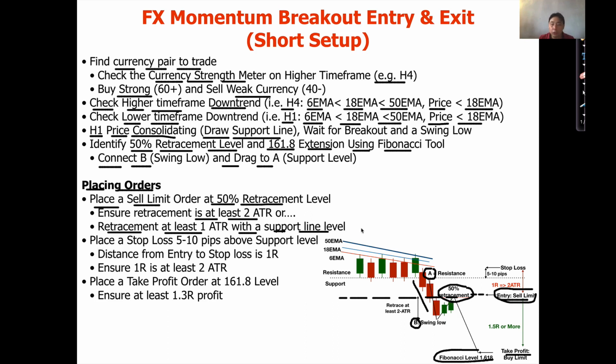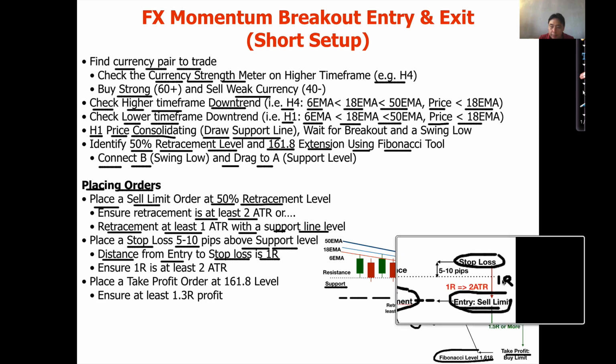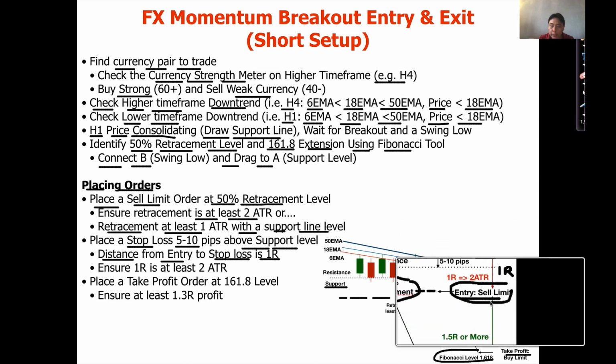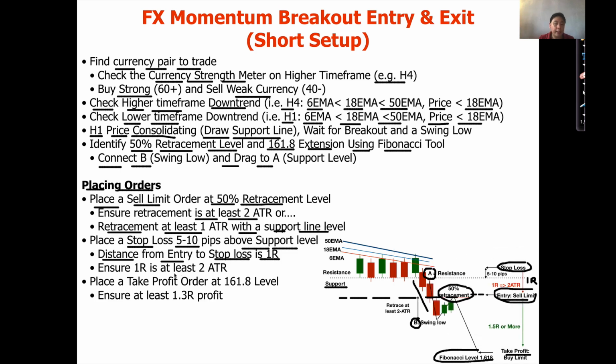Next, where do we place our stop loss? Okay, so stop loss, again, we place it just above the support level, just above this dotted line. And the distance from our entry price to the stop loss is called 1R. Again, that's our 1R distance. That's our risk that we're taking. Should be at least 2 ATR.